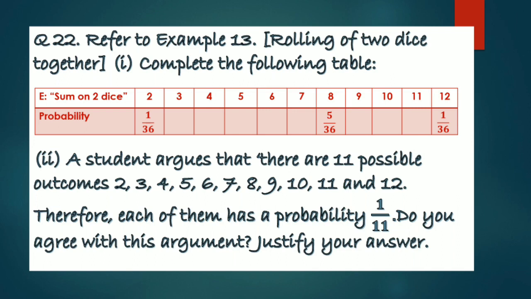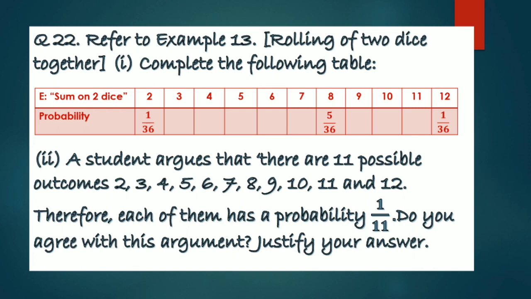You can see this example from your NCERT book, and we have to complete the following table. The event is the sum on 2 dice: 2, 3, 4, 5, 6, 7, 8, 9, 10, 11 and 12. The probability of sum on 2 dice as 2 is 1 by 36. This is given. Sum as 8 is given, and sum as 12 is also given.